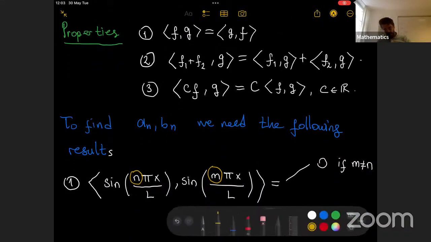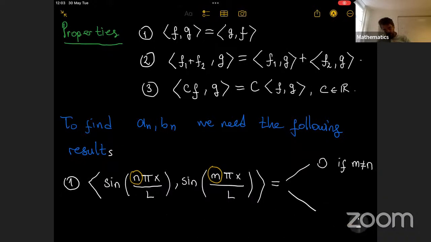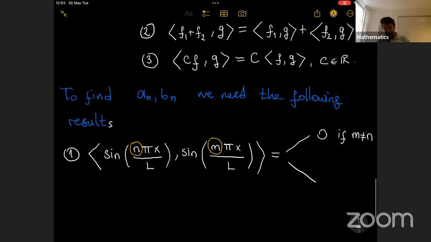And if they are the same, then it's going to be equal to L. Now, this is not very trivial, but you can directly compute this. It's a direct computation. If m is equal to n, the result will be L. And in that case, you take the square of sine function and you use this formula.